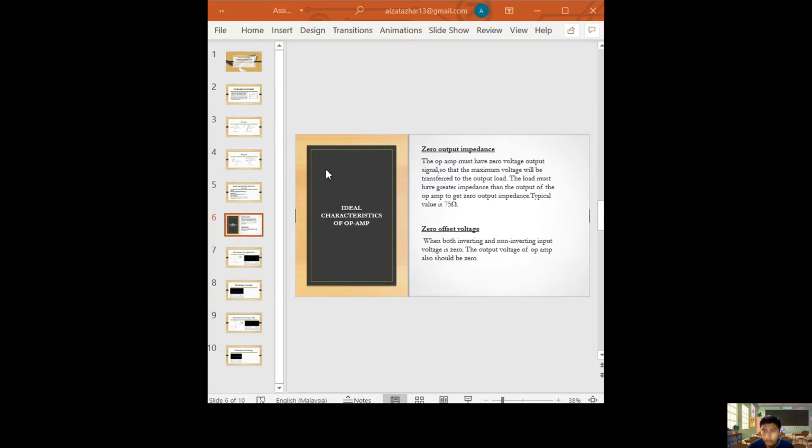The next one is zero output impedance. The op-amp must have zero output impedance so that the maximum voltage will be transferred to the output load. So the load must have greater impedance than the output of the op-amp. Next is zero offset voltage. When both the inverting and non-inverting input voltages are zero, the output voltage of the op-amp should also be zero. So that is the ideal characteristic of the op-amp.